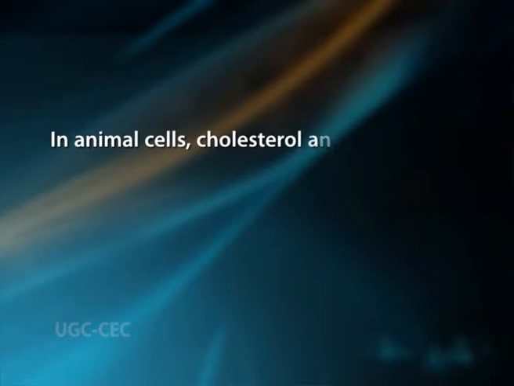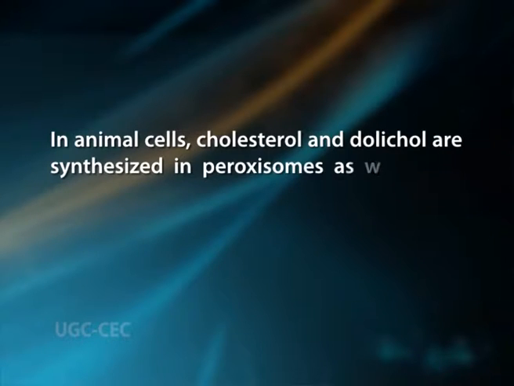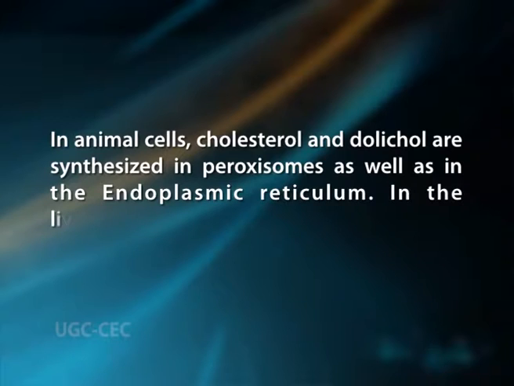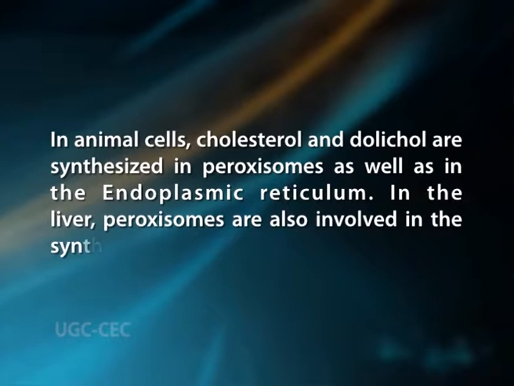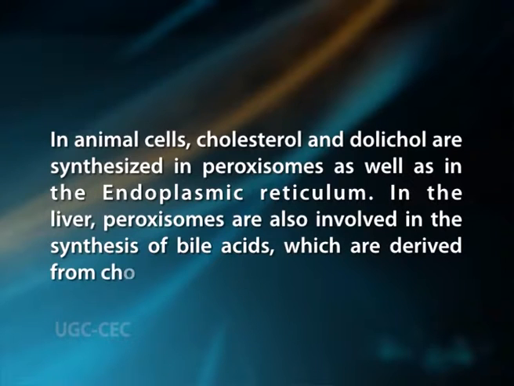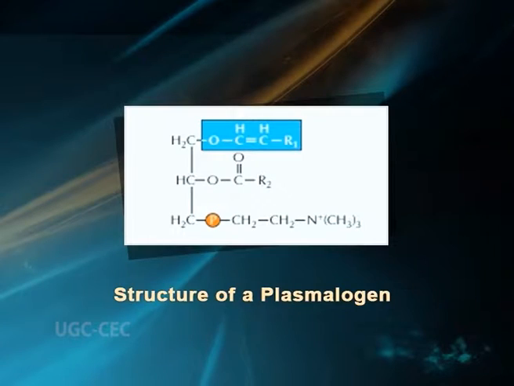In addition to providing a compartment for oxidation reactions, peroxisomes are involved in lipid biosynthesis. In animal cells, cholesterol and dolichol are synthesized in peroxisomes as well as in the endoplasmic reticulum. In the liver, peroxisomes are also involved in the synthesis of bile acids which are derived from cholesterol. In addition, peroxisomes contain enzymes required for the synthesis of plasmalogens, a family of phospholipids in which one of the hydrocarbon chains is joined to glycerol by an ether bond rather than an ester bond. Plasmalogens are important membrane components in some tissues, particularly heart and brain, although they are absent in others.